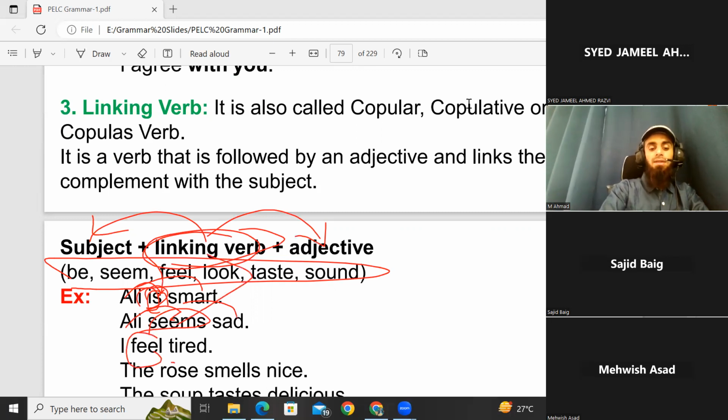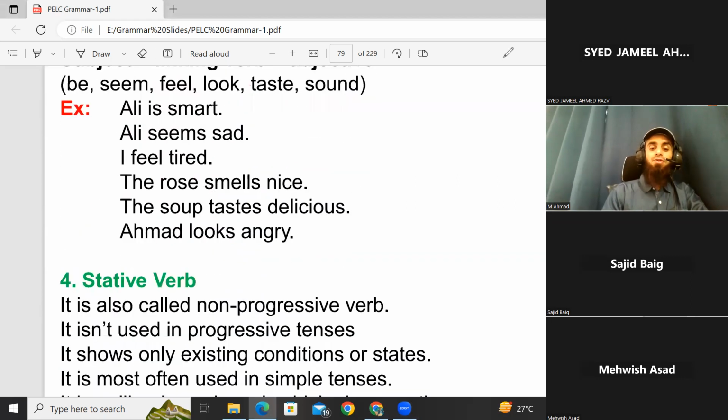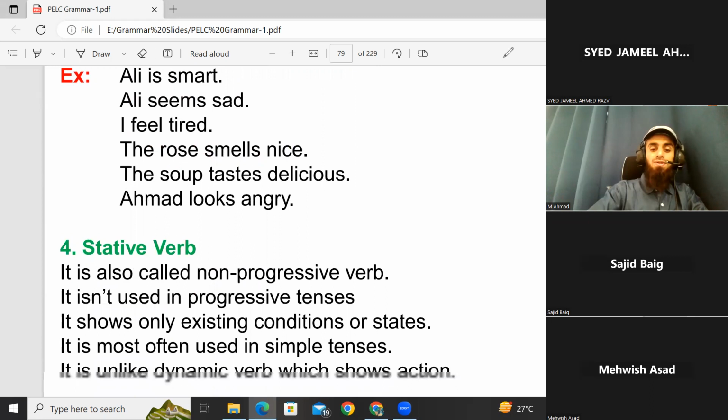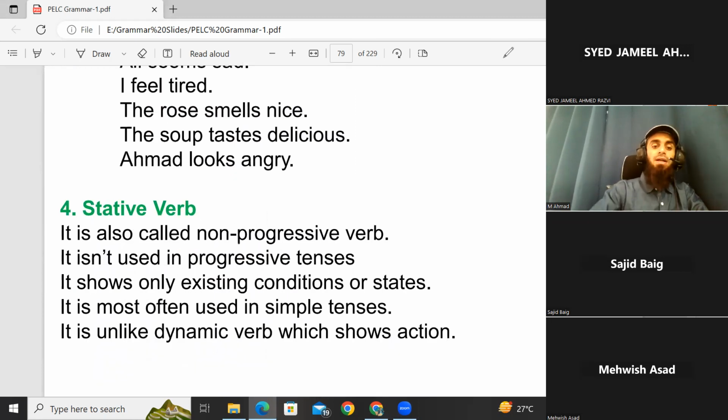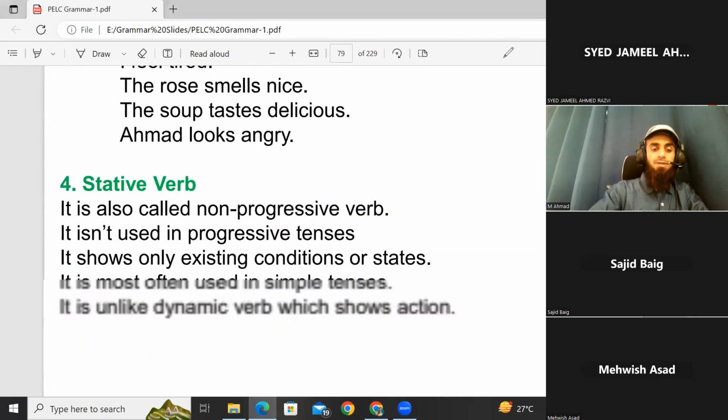I feel. The rose smells. Smells links the subject and object, and is going to link the sentence, right? That's why this is also called a linking verb. The soup tastes. Ahmad looks, right? Now, these are linking verbs which are linking the subject with the object, right?